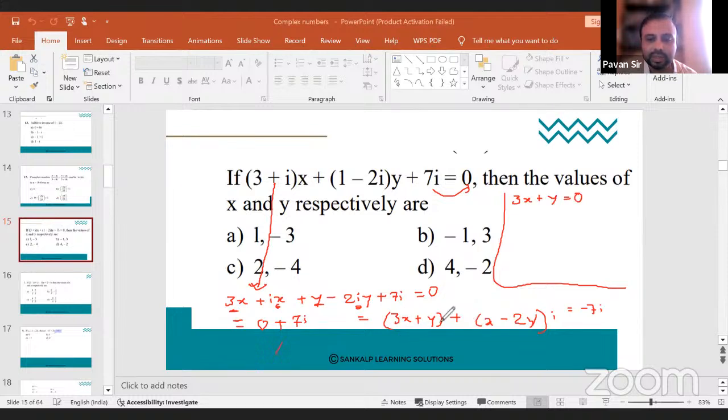Real part is 0. Why? Because here no real part is present, but imaginary part is present. So I will equate to the imaginary part. X minus 2y is equal to minus 7. This I equated.